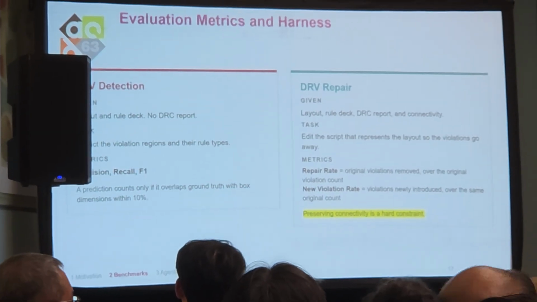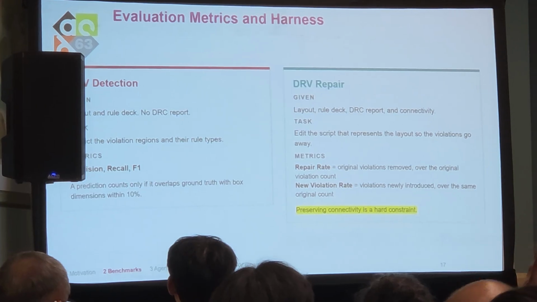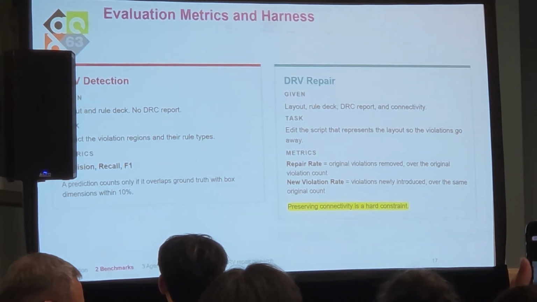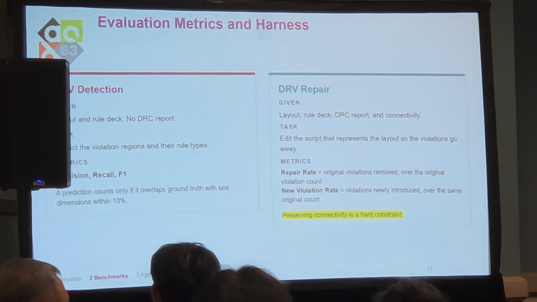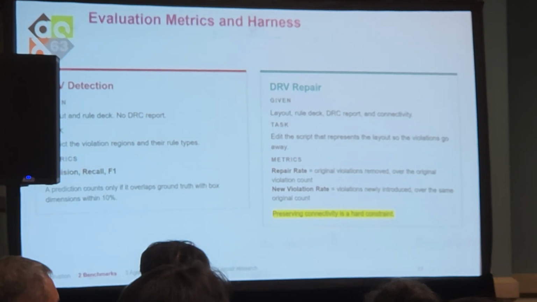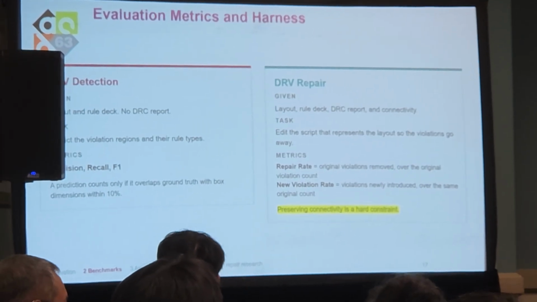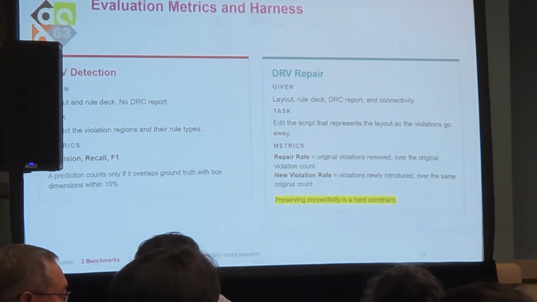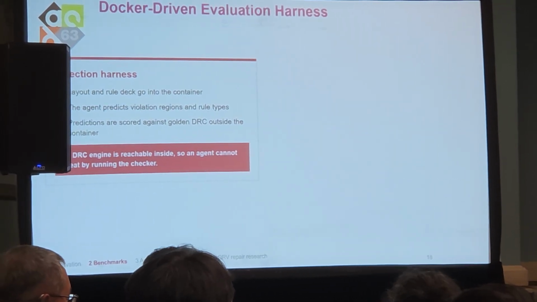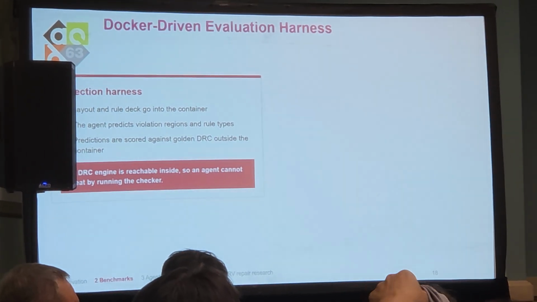The more interesting task is the DRV repair task. Given a layout, the rule deck, DRC report, and the connectivity check, we're asking if an LLM can edit the layout, the script that represents the layout, so that the violations go away, simple as that. The metrics include repair rate and new violation rate, and preserving connectivity is a hard constraint. So the evaluation harness we developed prevents any kind of cheating from the LLM.